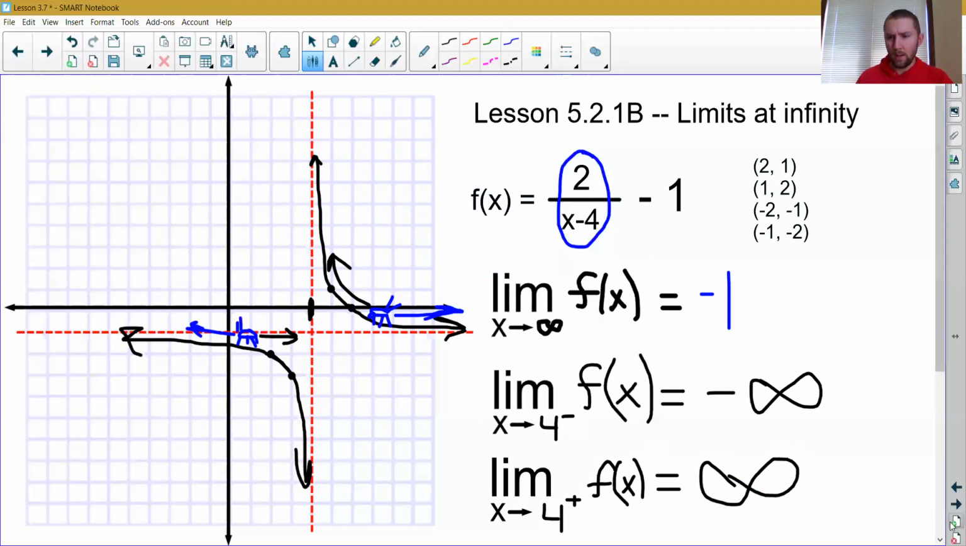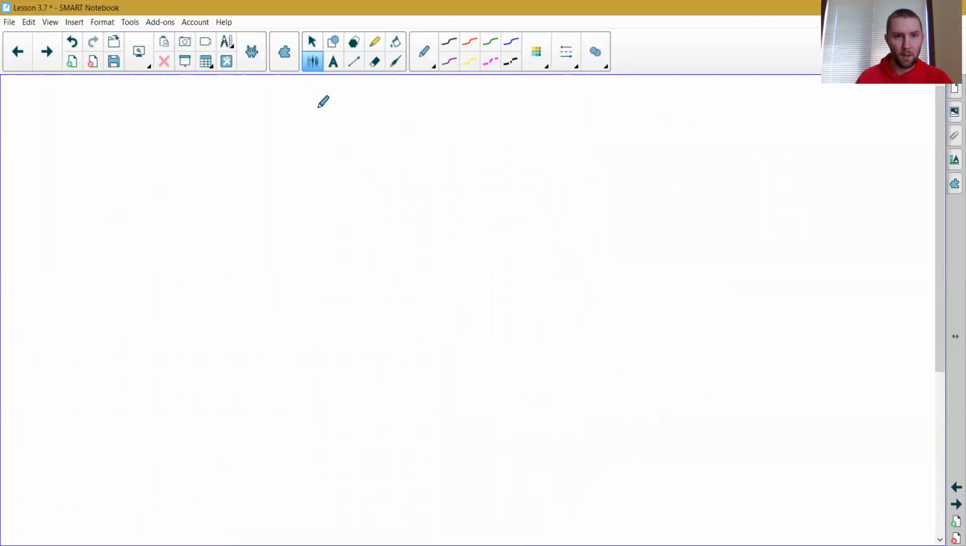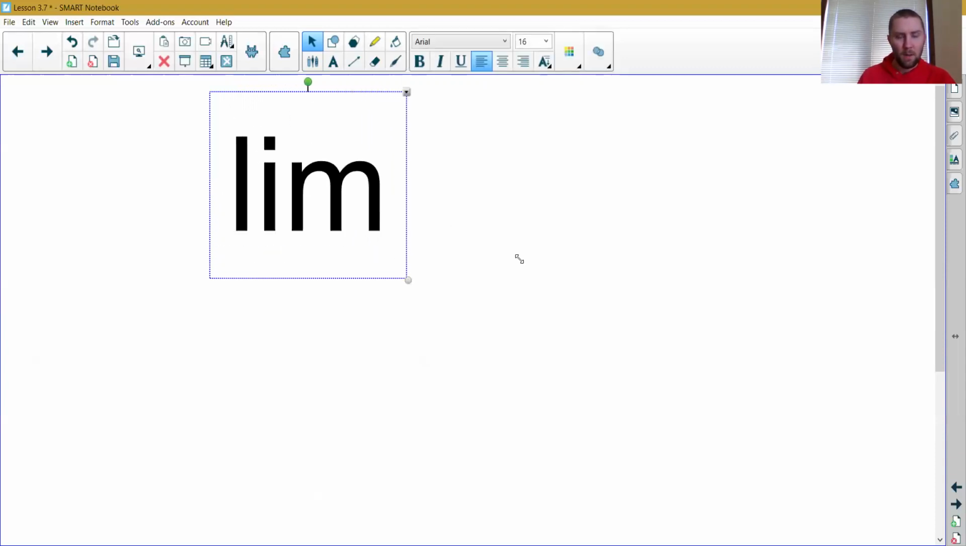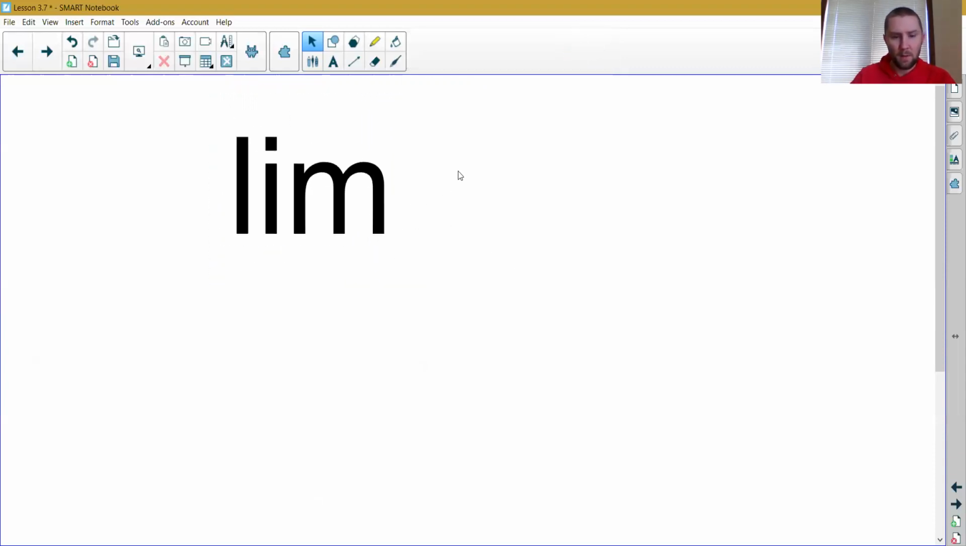Now, one quick notation thing before we go on to number 45, which we don't need a graph for, but I want to make sure everybody is clear on this. When we write a limit expression, I want you guys to think about it sort of like this.